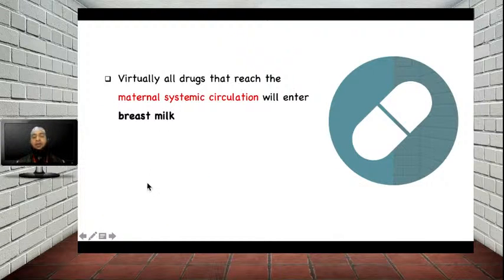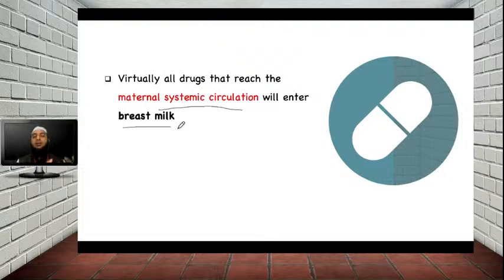Likewise, when the mother is given medicine, as a pharmacist or as a physician you must consider that all the drug that reaches the maternal systemic circulation will also enter the breast milk. So you must consider this factor when medicine is given to the mother. When you are giving medicine to the mother, you must look at its safety aspects. What effect it may produce in the child, you must foresee as a physician and as a pharmacist, and then accordingly give that medicine to the patient.